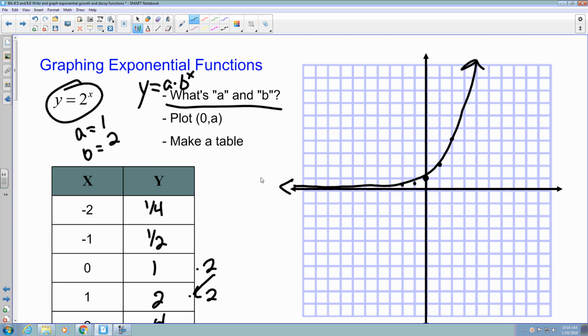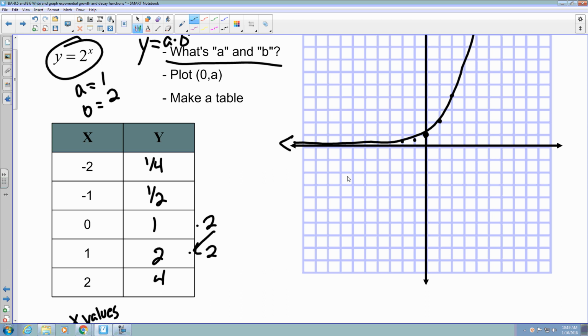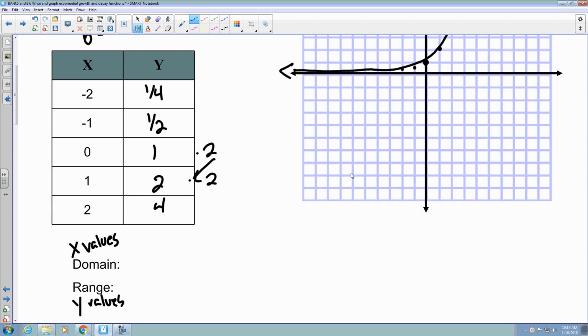So the domain, all the x values, what question you have to ask yourself is, is there any value of x that you could not use on the graph? Looking at all the negative values, looking at all the positive values, and looking at 0. There's not one value, whether it's negative, positive, or 0, that you could not use as an x value on the graph. So now I'm going to say that the domain will be all real numbers. And here's the symbol for all real numbers.